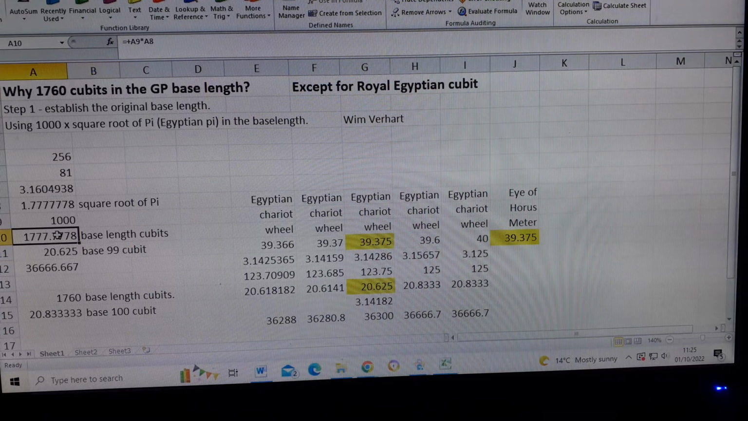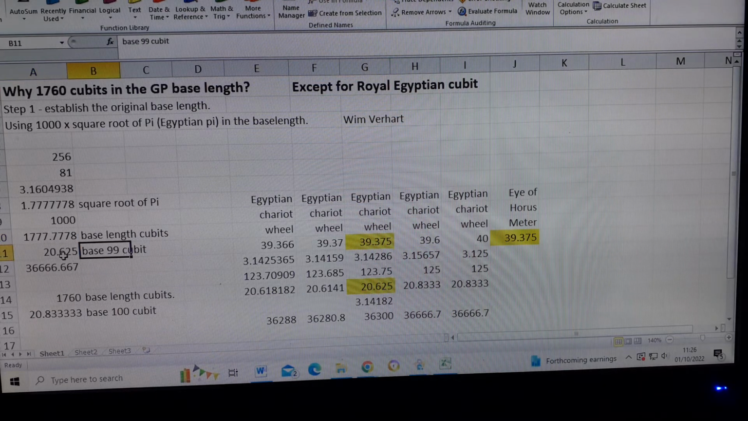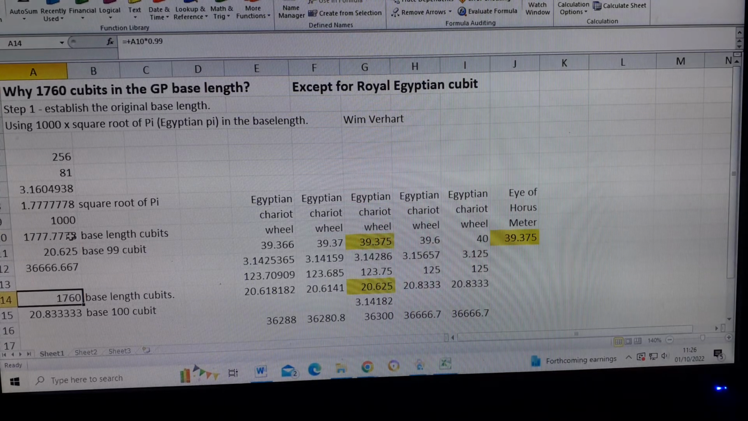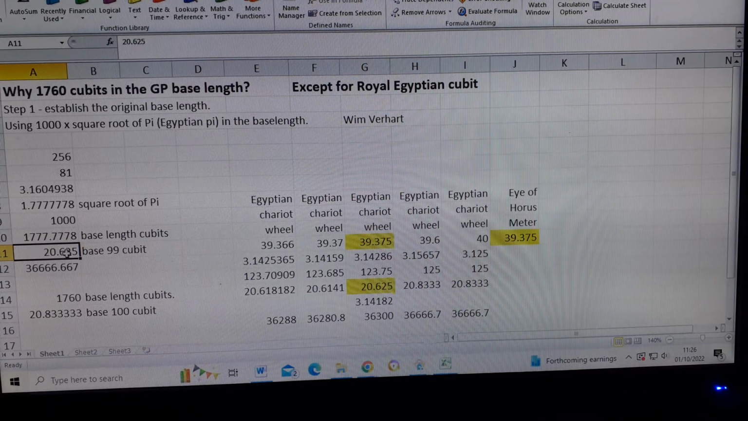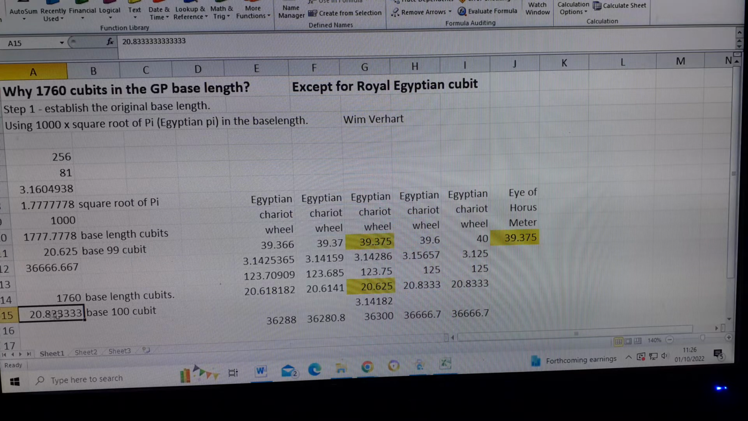So that's a base 100 base length of cubits, and that's a base 99 cubit. And how does that work? Well, if we take 99% of that, we get 1760. And if we take that as 99%, 100% gives a cubit of 20.833, the base 100 cubit. So although there are 17777 base length cubits when we use the Egyptian royal cubit, when we use the geodetic cubit, there are 20.833.